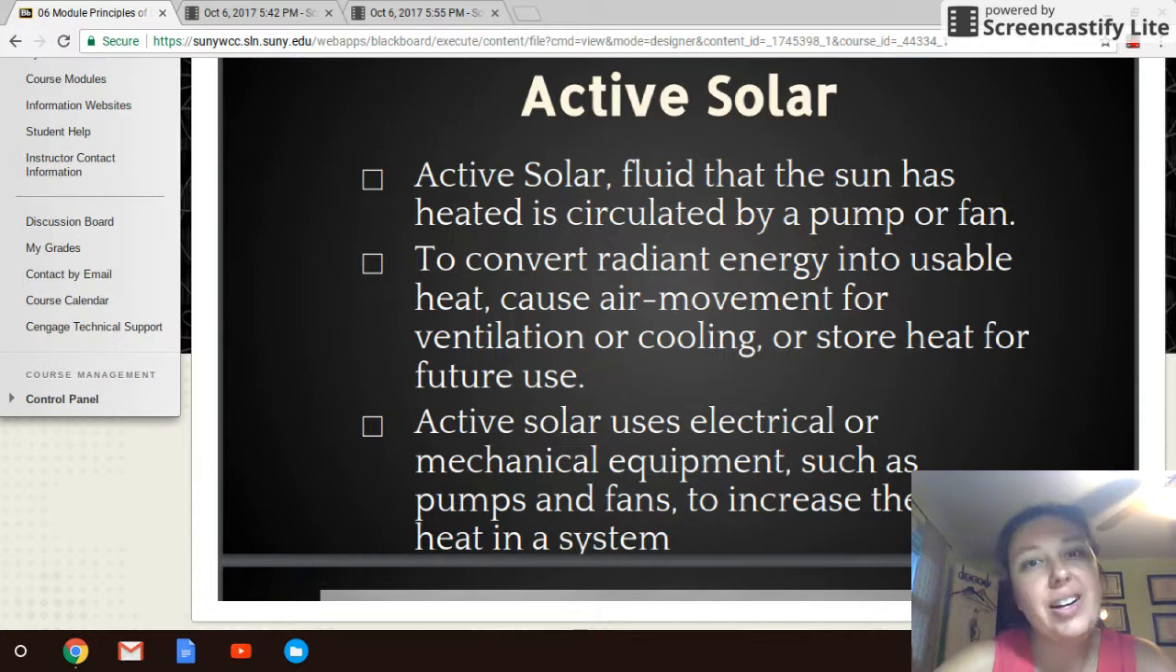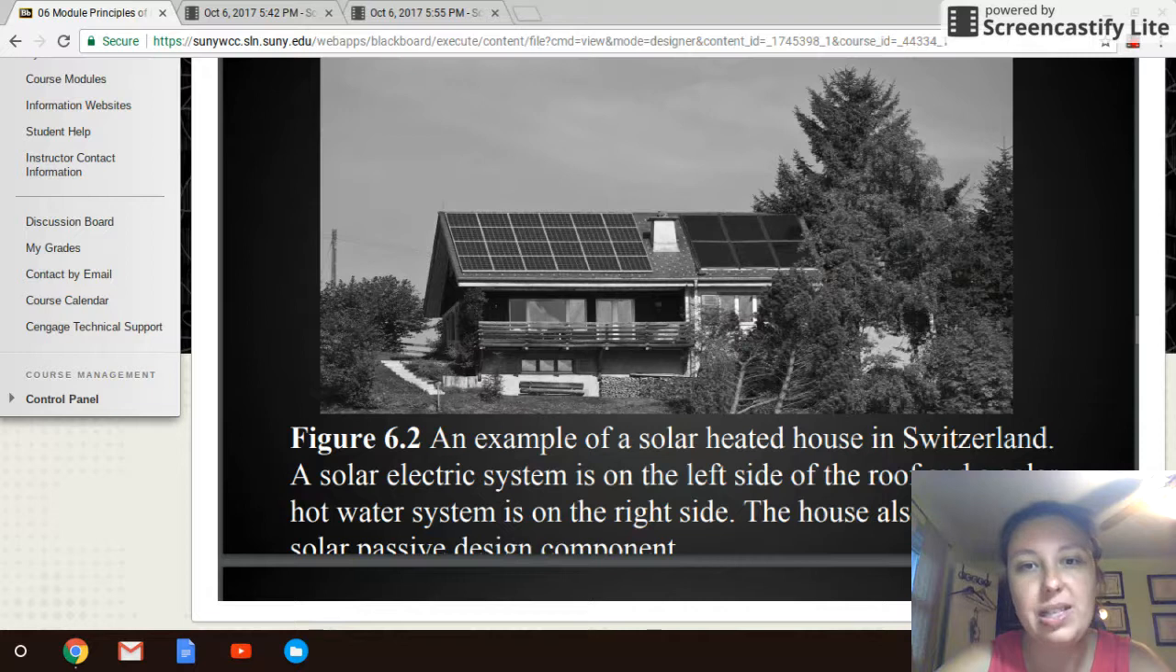Now we're going to talk about some active systems. I'm going to start out when we talk about heating of water, because we want to be able to bathe, right? We want hot water in our world. And so we're going to talk about 2 passive hot water systems and then some active hot water systems.